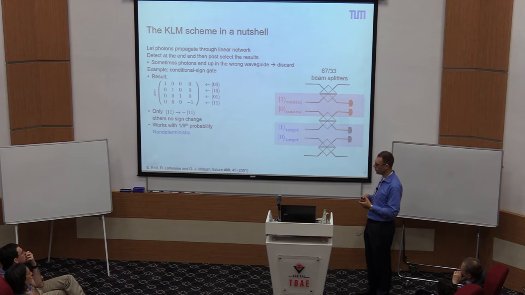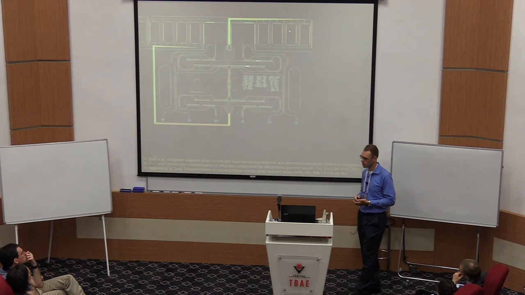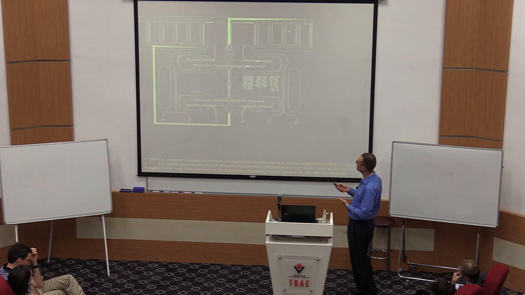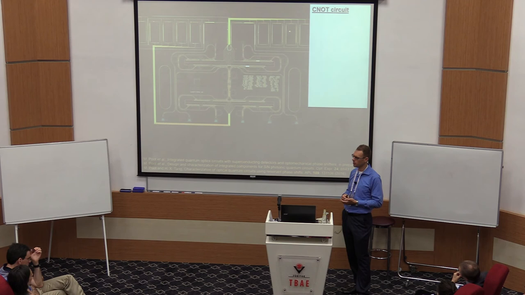So again, these are just cartoons. How does it work in practice? Well, this is one of the devices that we have on our chip. The structure here is about 1.5 by 1 millimeter in size. And actually, this implements a so-called controlled-NOT circuit. So this is another one of those two-qubit gates.